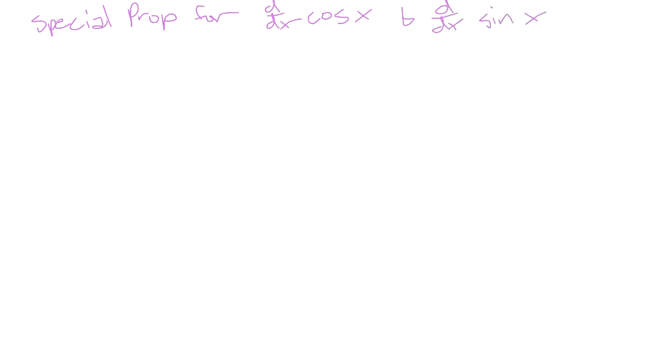So let's say if we have our f of x equals cosine of x, then we know our f prime is going to equal negative sine of x. Well, if we want to derive this again, we could say that our f double prime is equal to negative cosine of x.